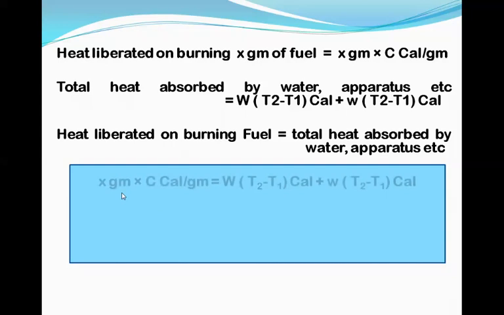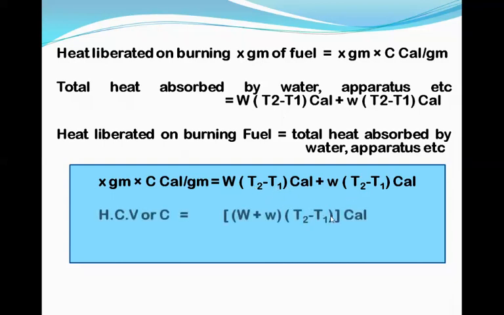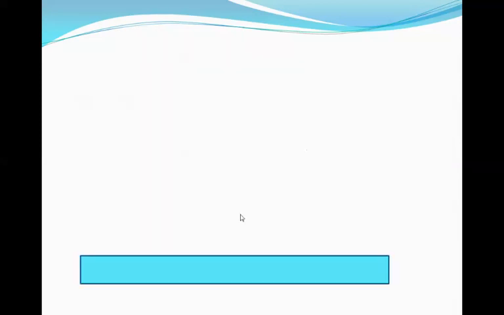So it can be written as X grams into C calories is equal to (W plus w), taking (T2 minus T1) common, calories. So the HCV, or calorific value, can be calculated as (W plus w)(T2 minus T1) divided by X grams of the fuel taken. So this expression is used for calculating the higher calorific value, simply written as C. So this is the way to calculate the calorific value or the higher calorific value.